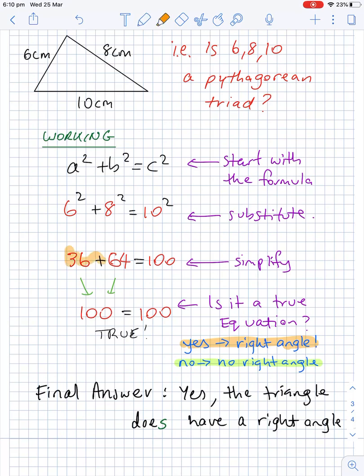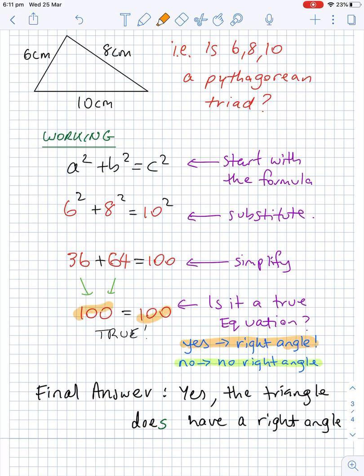And once you do that, I want you to look at this left-hand side of our equal sign and simplify that as much as possible. 36 plus 64 equals 100. So therefore you get 100 equals 100. Now that is definitely true. 100 definitely does equal 100. That's a true equation. And so when it is true, we are given a right angle, our triangle has a right angle. So yes, the triangle does have a right angle.